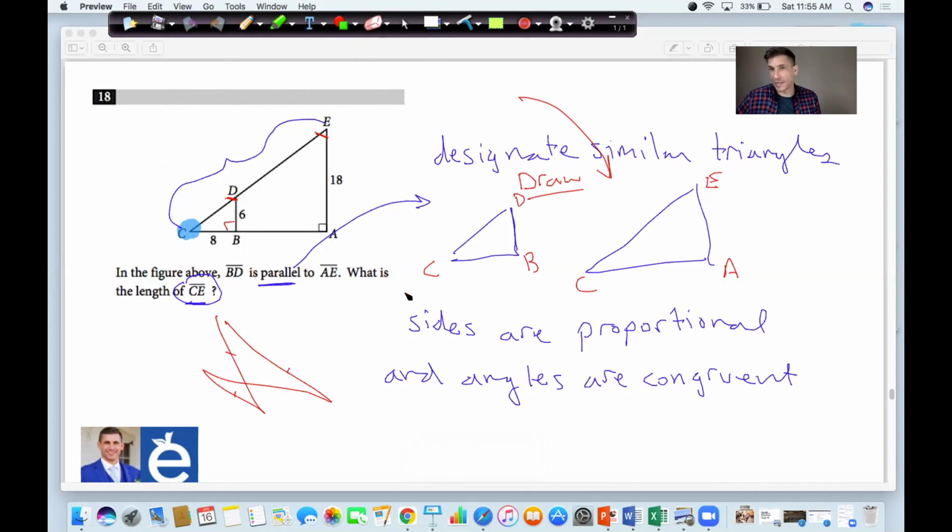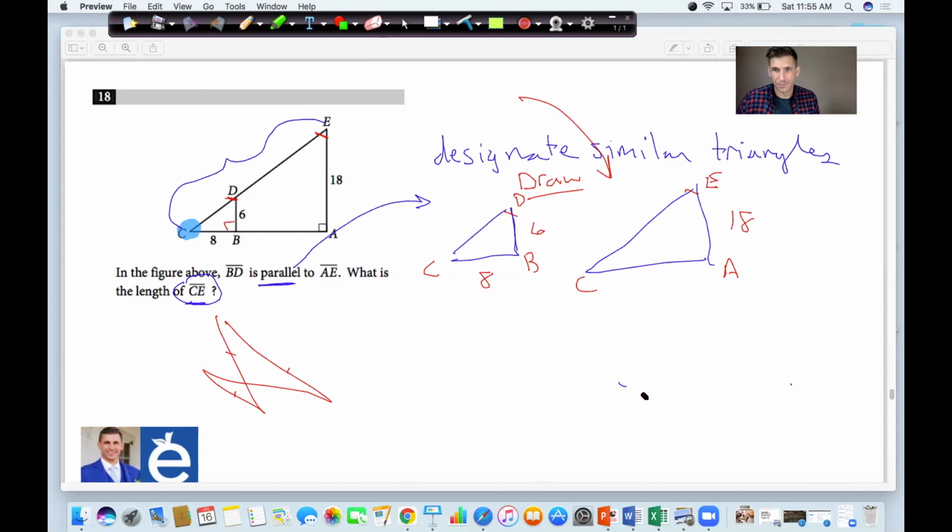Now, notice what I did, okay? I lined up my figures and I lined up my angles. So D equals E, C equals C, B equals A. Now I'm going to fill in my sides. So here's 18, AE, and this side here is 6, and this side here is 8, okay? Let's erase this to make some room, make it easier.